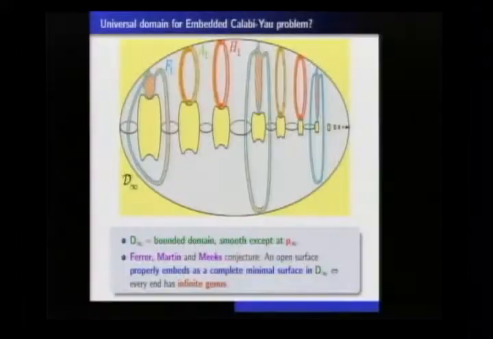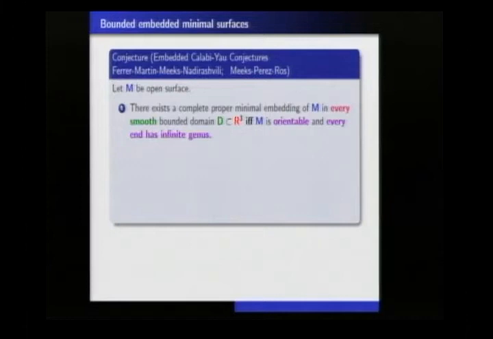So let me refine this conjecture a little bit. Okay, so let's look at the different things that happen. Usually I don't have enough time to talk about this, but this is a class, so we can look at it a little bit more. Okay, so let's be a little bit more specific about what the conjecture is.